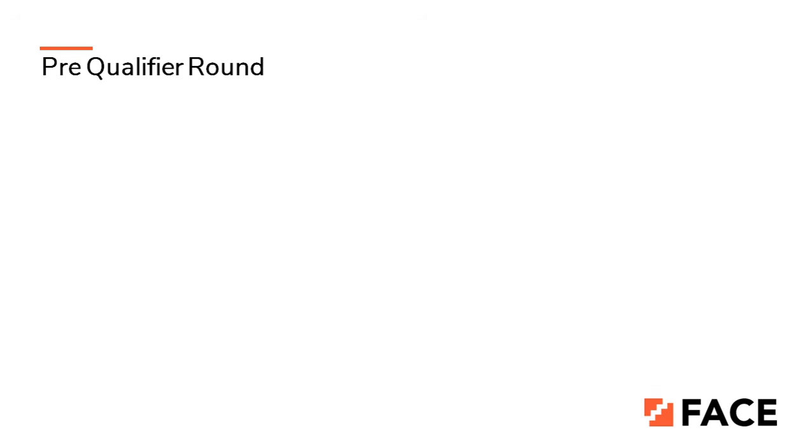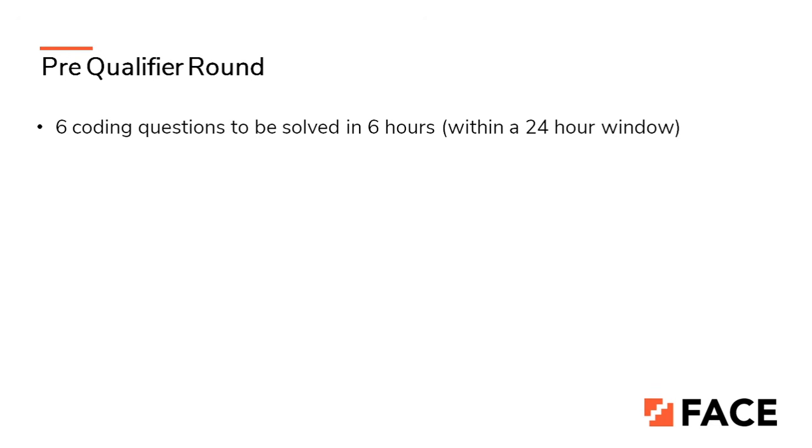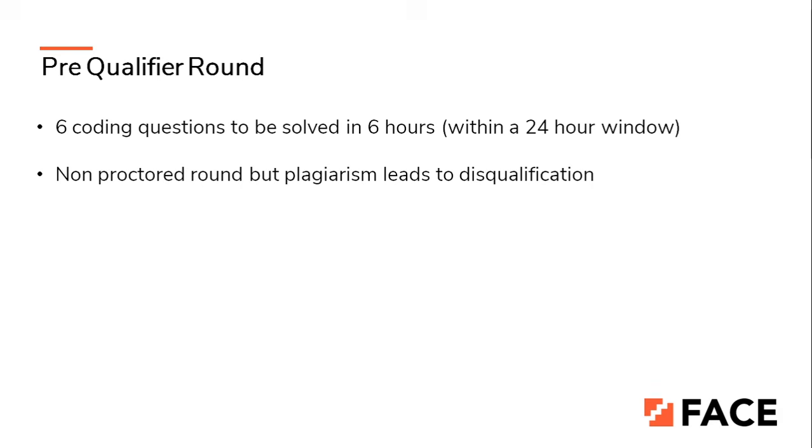Now, before we get into today's question, let's also understand a little bit more about this pre-qualifier round. This pre-qualifier round will have 6 coding questions that have to be solved in 6 hours. But you can take the 6-hour test within a given 24-hour window. TCS is going to tell you that between today evening 5 o'clock and tomorrow evening 5 o'clock you can take the test. Which 6 hours you exactly want to take is completely left to you.